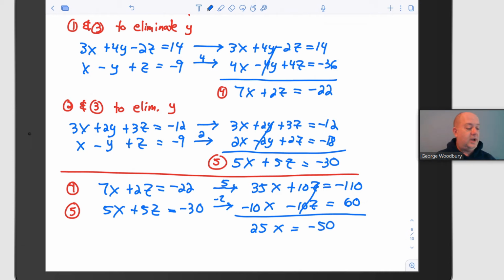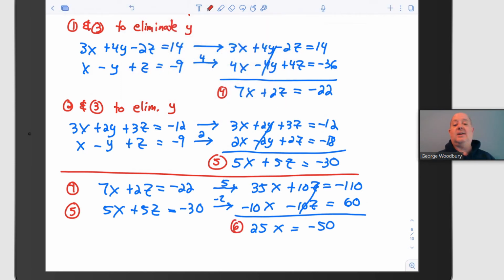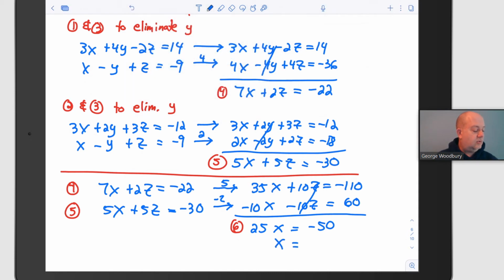Now I've got one equation with one unknown, and I can solve that by dividing both sides of the equation by 25, and that's going to get me to x equals negative 2. So I need x, y, and z. I need an ordered triple to solve this system. I've got one of them.